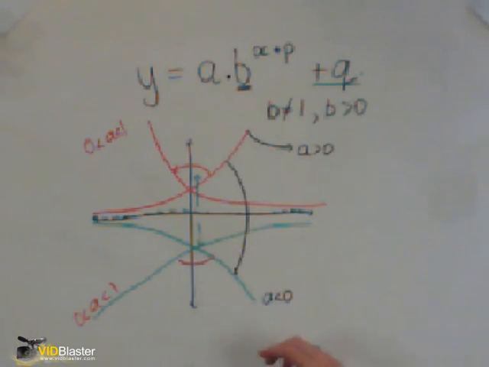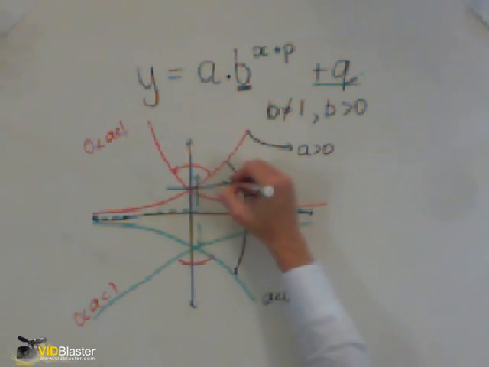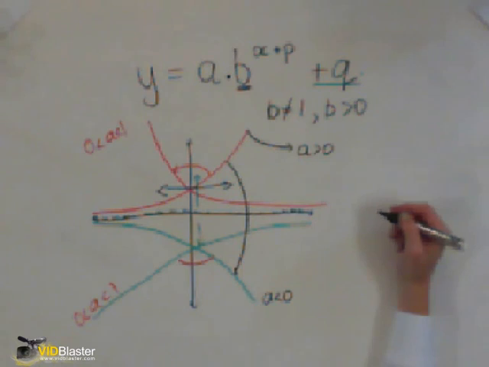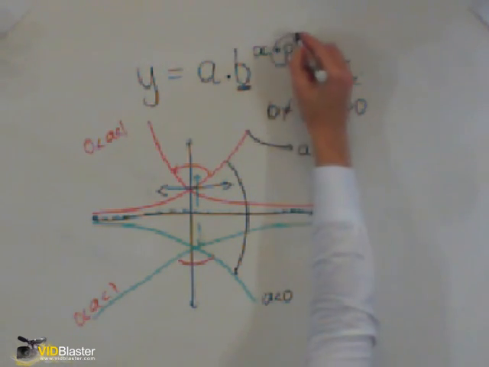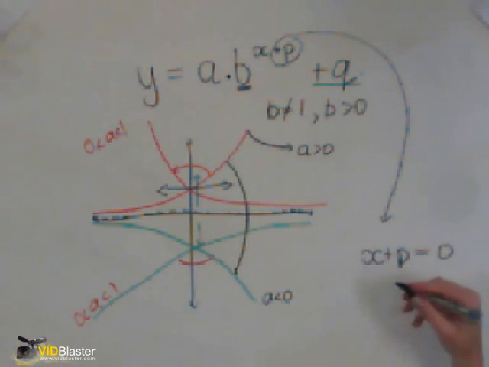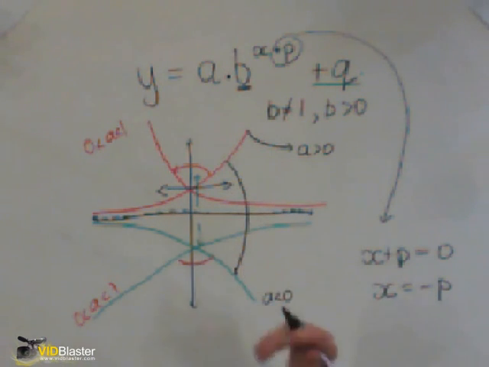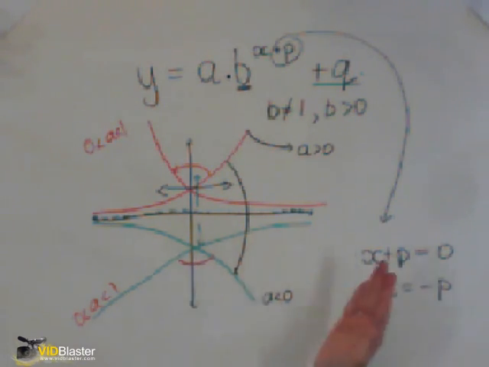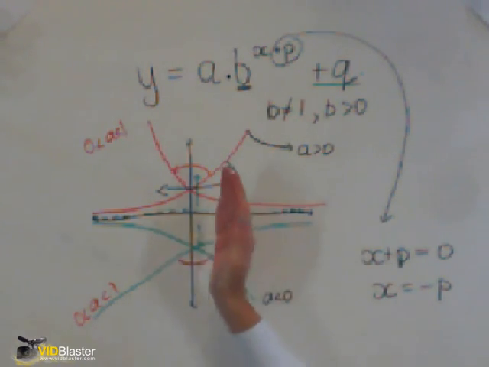And our p-value will tell us whether our whole graph shifts either left or right. And once again, we need to be careful of this p. We need to make sure that we say x plus p is equal to 0, therefore x equals negative p. So it's moving in a direction opposite to what we see. That would determine the amount of shift that's happened. Correct. It's a horizontal shift, so how many units we move left or right. If p is positive, we move left. If p is negative, we move right.